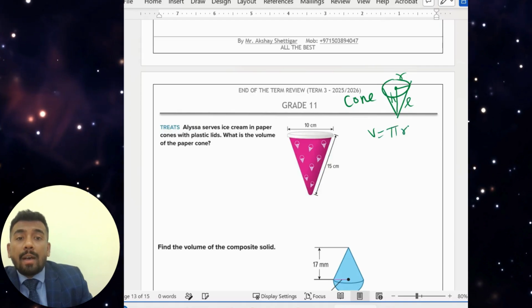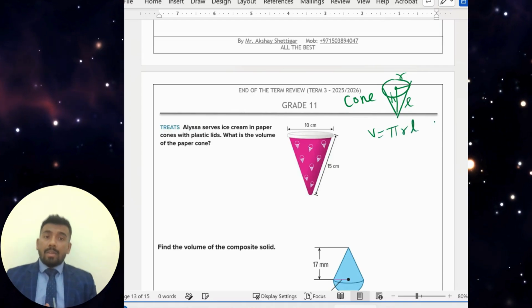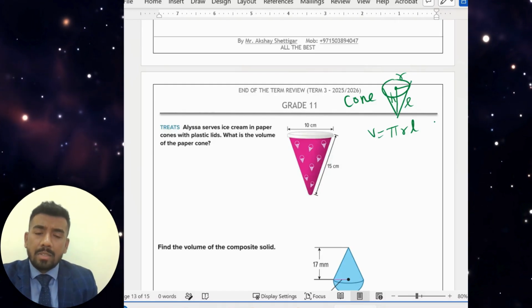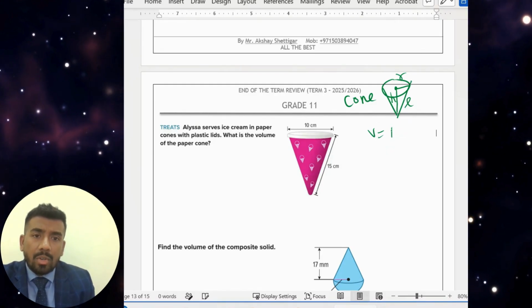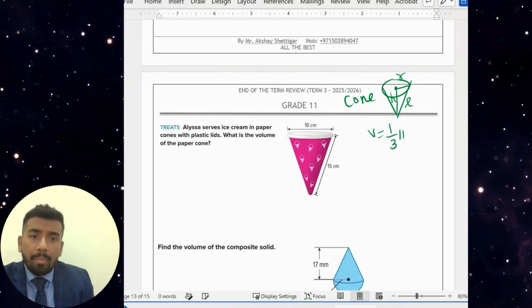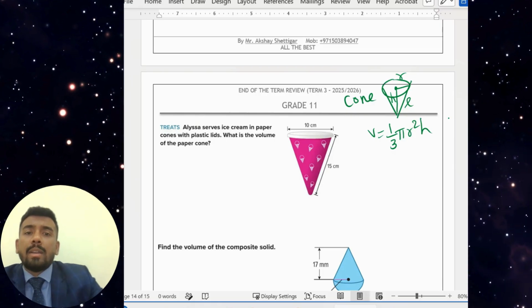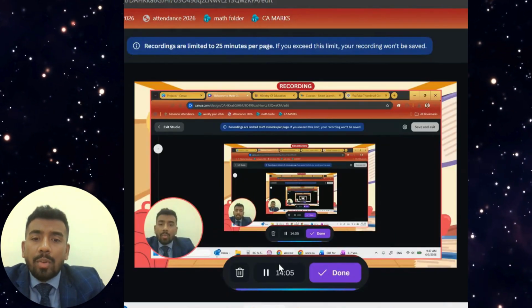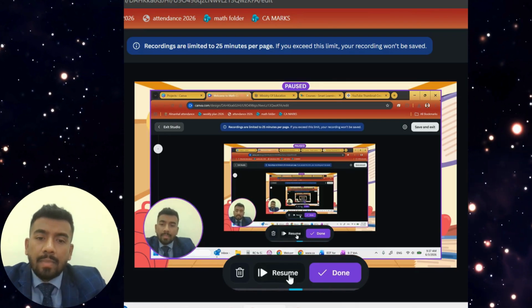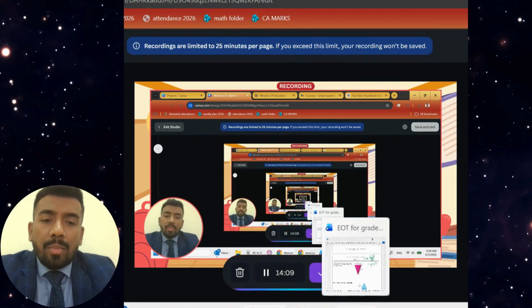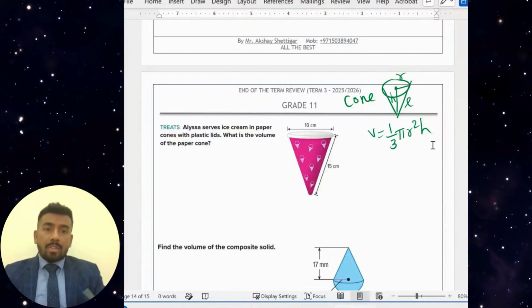Volume is pi r L. No, I don't think so. It's pi r L, that's the surface area. It's 1 over 3 pi r square h. Okay, 1 over 3 pi r square h. That's the volume of a cone. So that's the formula which you have: 1 over 3 pi r square h.